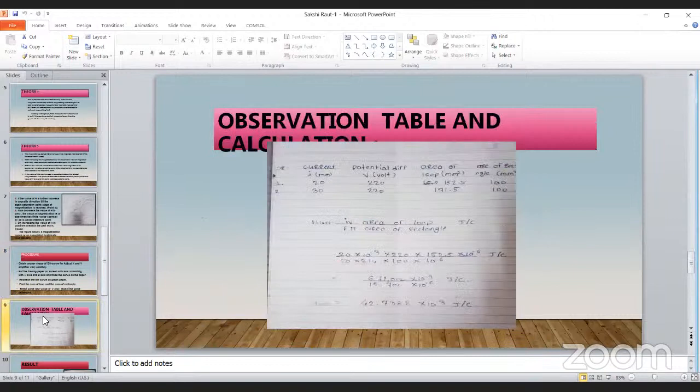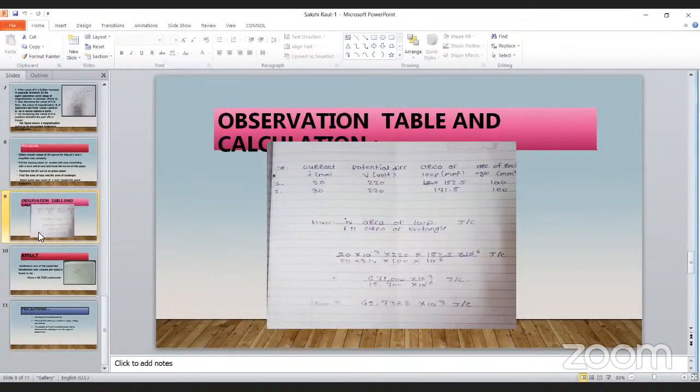This is my observation table and the calculation. I have measured the current, the potential difference, which means voltage, the area of the loop and the area of the rectangle. All the values are put in the formula to give the result. I have measured it for only the first reading: current is 20, voltage is 220, the area of the loop is 152.5 and the area of the rectangle is 100. And finally I have got a result for H loss.